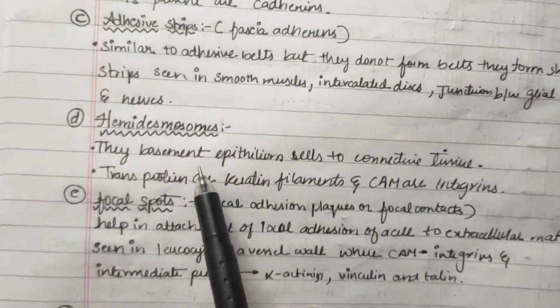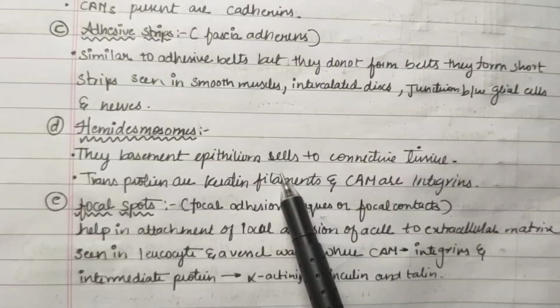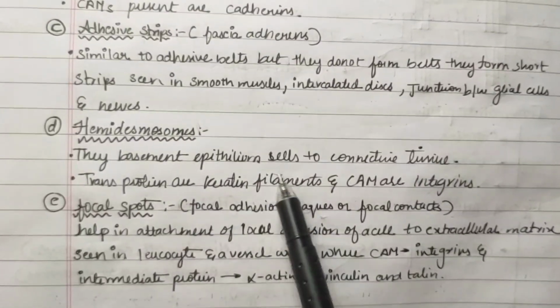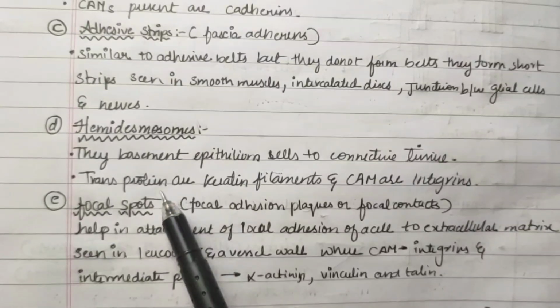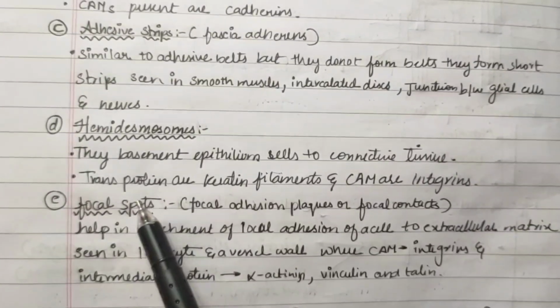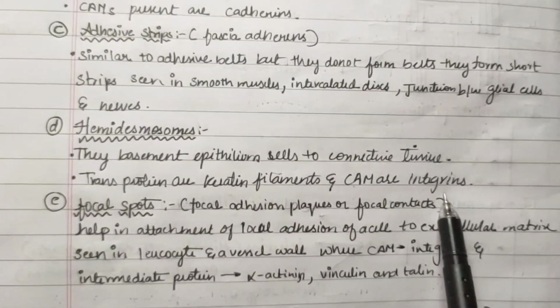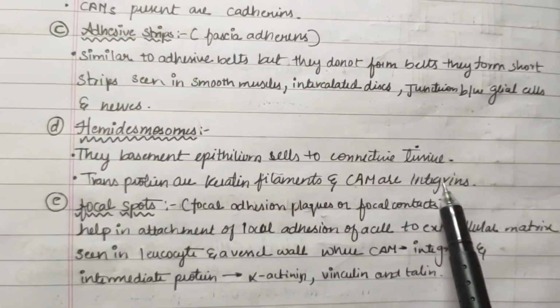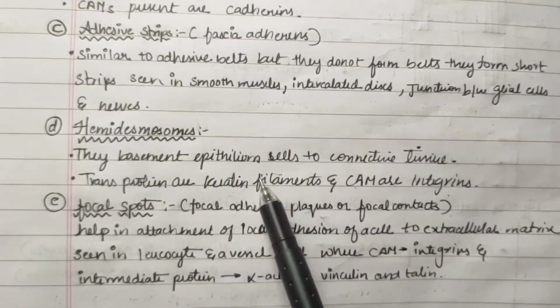Now hemidesmosomes. They are seen in basement epithelium cells, which connect the basement epithelium to connective tissue. The filaments present are keratin filaments, and the CAMs are integrins. Integrins are also calcium dependent.